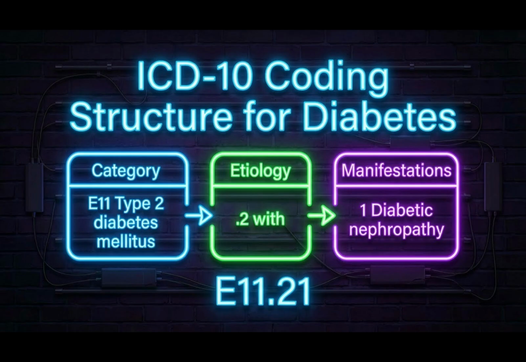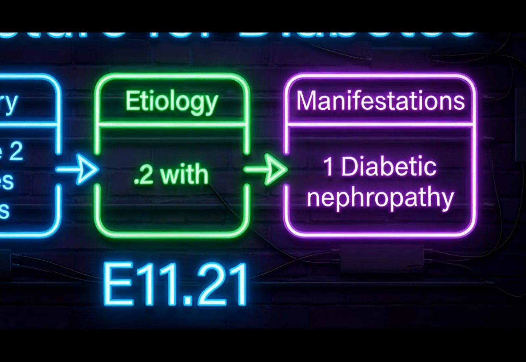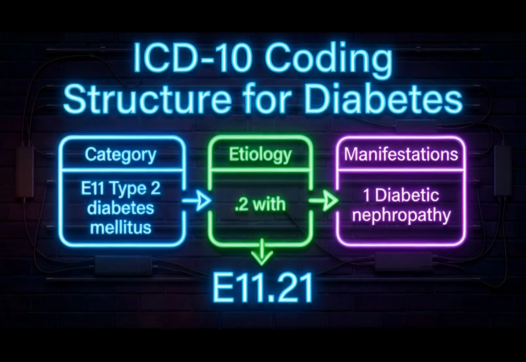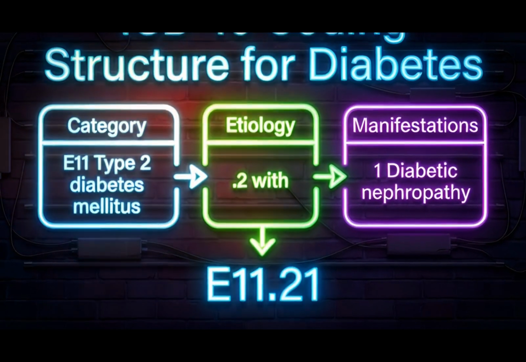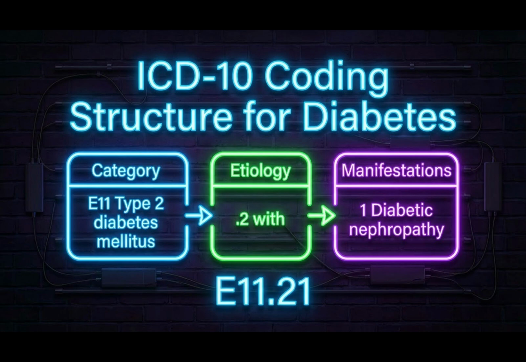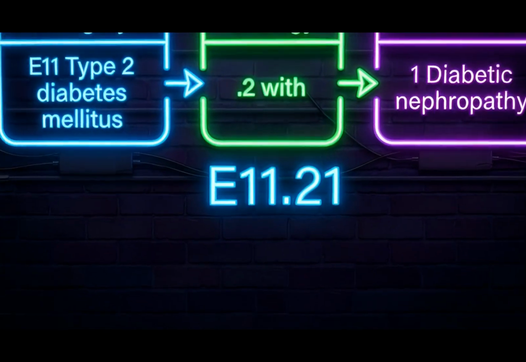Finally, we add the manifestation, the specific complication caused by diabetes. In this example, the manifestation coded is 1, diabetic nephropathy. When you put all three parts together, category to etiology to manifestation, you get the complete diabetes code E11.21. So remember, type of diabetes, with, and the specific complication. That's the formula behind every diabetes combination code.